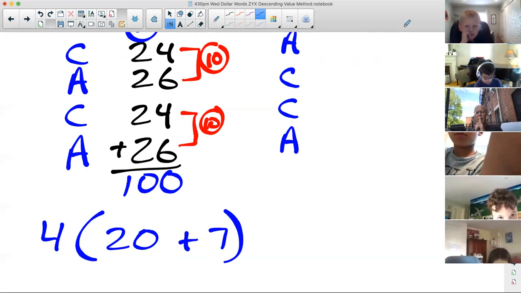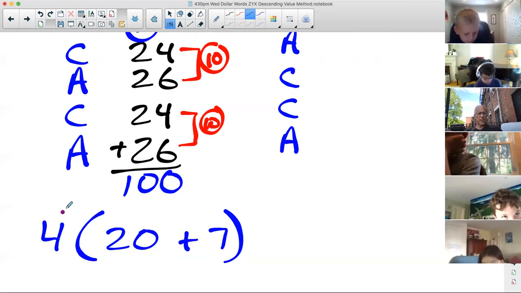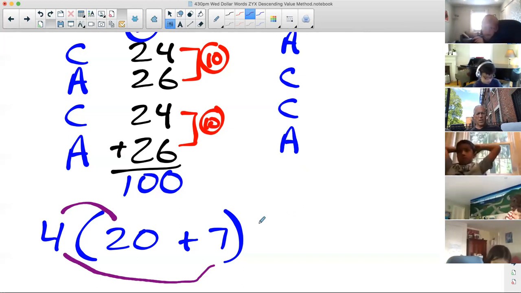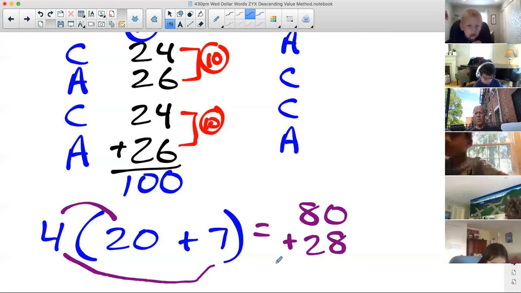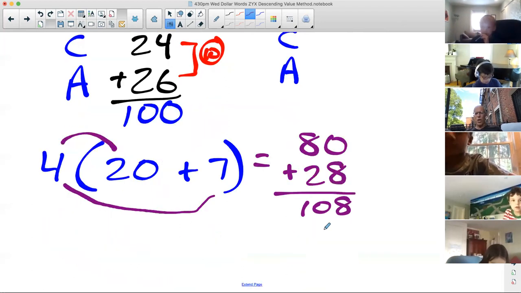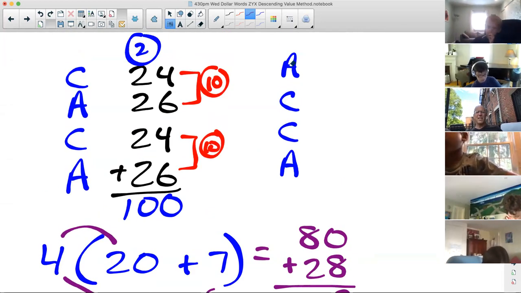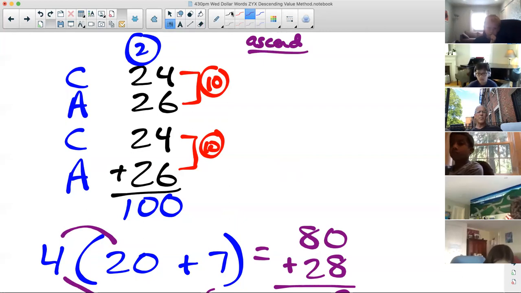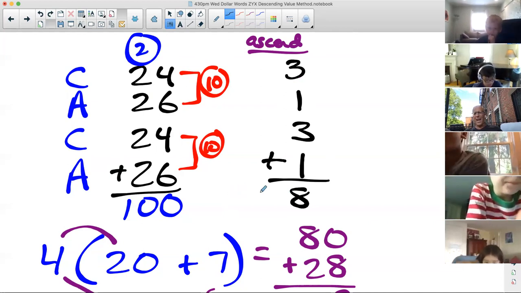Now, somebody's humming. Suni, can you explain how you did it, please? I did 4 times 20 and then 4 times 7, which equals 108, and then minus 100, which equals 8. So 80 plus 28 equals 108. And then you took 108, subtracted 100, and got an 8. Now, guys, let's see if that's true. Under the ascending method, you know that C was 3, A was 1, 3 and 1. Everybody, is that right? Yeah. It is 8. Pretty cool.